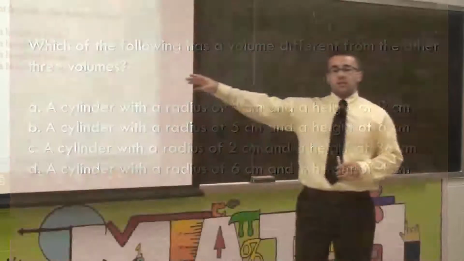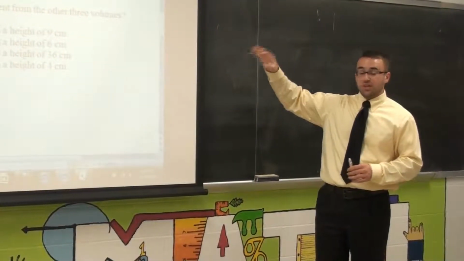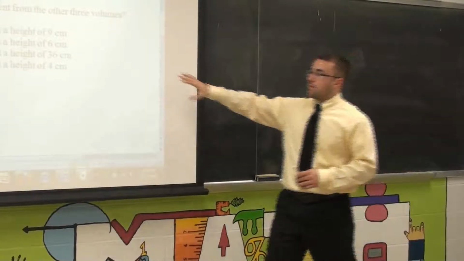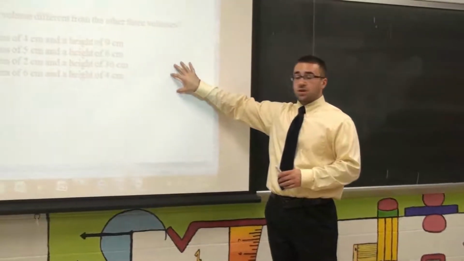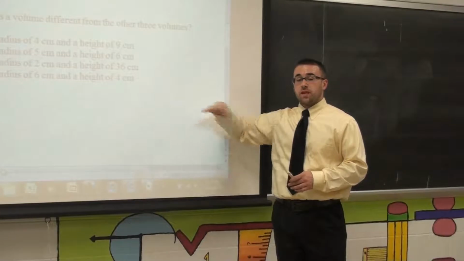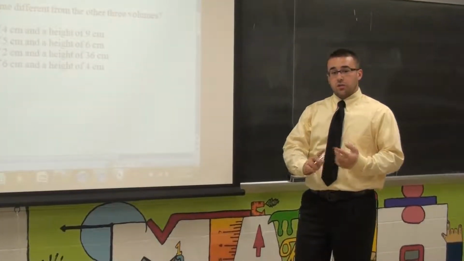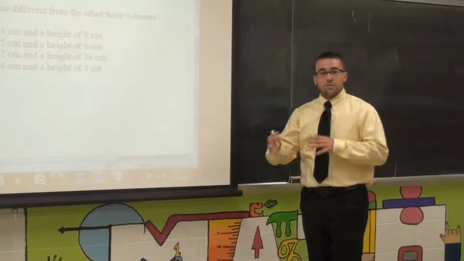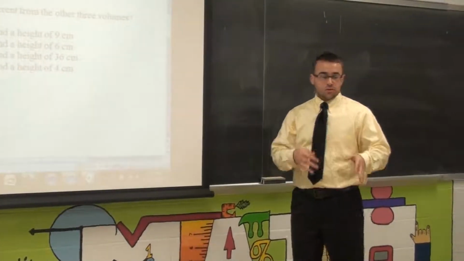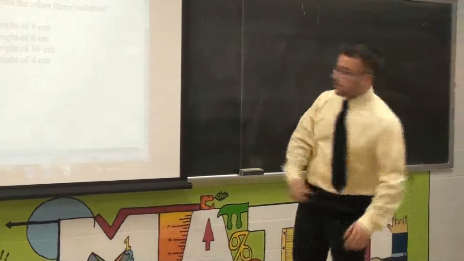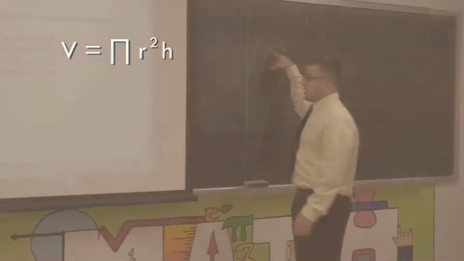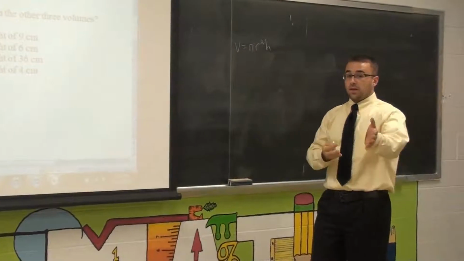In this scenario, they're having you test out the volume of a cylinder 4 separate times, and based on your 4 multiple choice answers, they want to see which one has a different volume than the other 3. First things that should come to mind: volume, cylinder. As soon as you hear about a volume formula, we look to our formula sheet. The volume of a cylinder is equal to pi r squared h. R being the radius, h being the height.